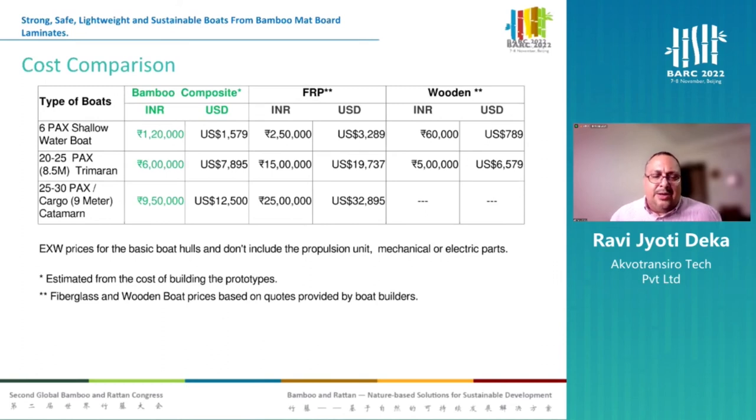But once we start building bigger boats, like a 24 passenger trimaran, which we showed you, it will cost almost $7,900 for our bamboo composite boat construction, but almost $20,000 to build it from fiberglass. So it is now only slightly more expensive than a wooden boat. If we go for even larger boats like a catamaran, we don't really have any pricing for wooden ones, as it's very difficult to make them like that. But it's $12,500 for a bamboo mat composite boat, whereas it is more than $32,000 for a fiberglass boat. These are the basic hull prices, without including any of the mechanical parts.